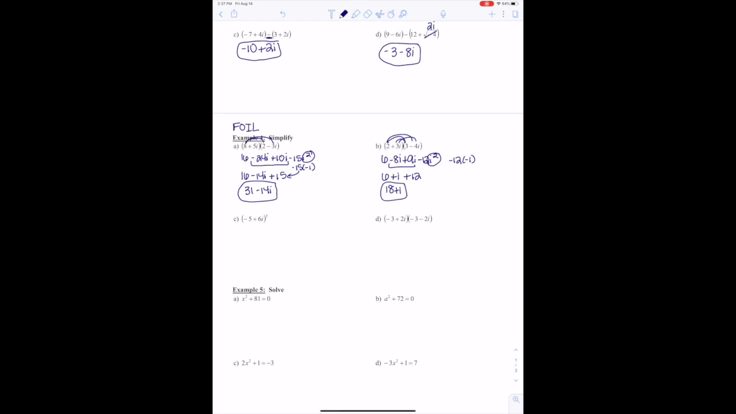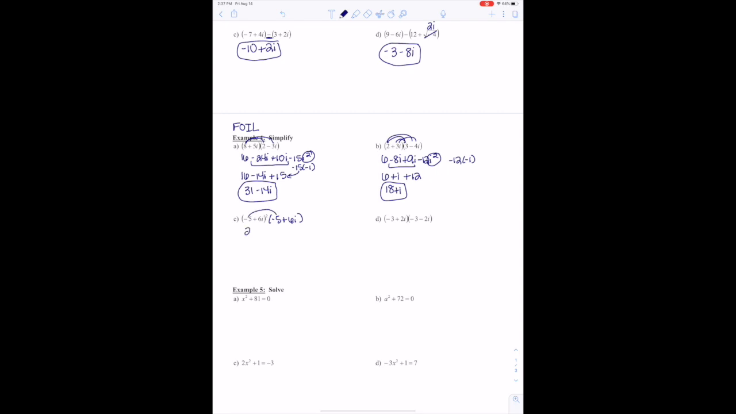On C, it is squared, which means you have to multiply it times itself. You can't just go in and say 5 squared is 25 and 6i squared is going to be 36i squared. You have to multiply it out because it's not the same thing.